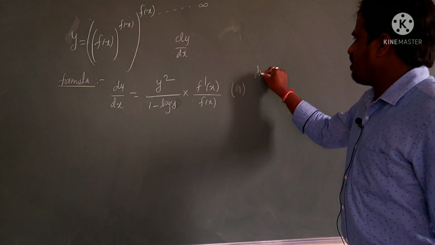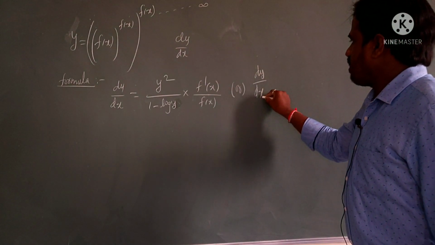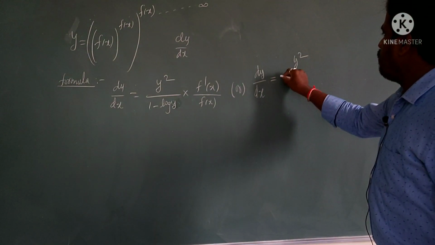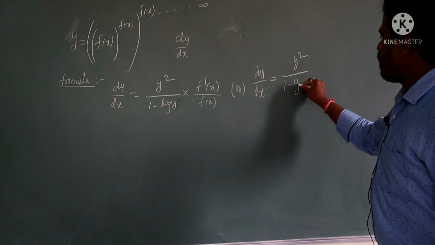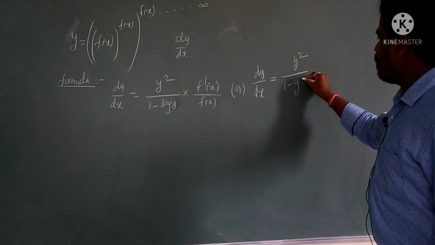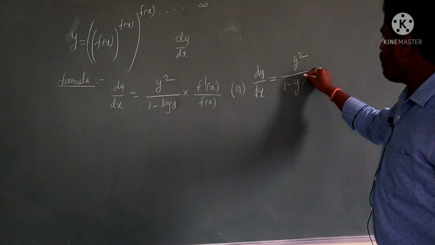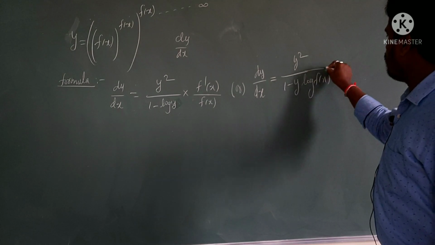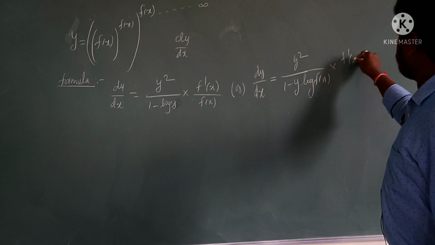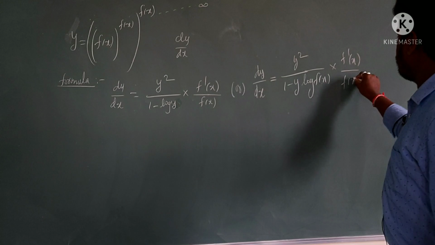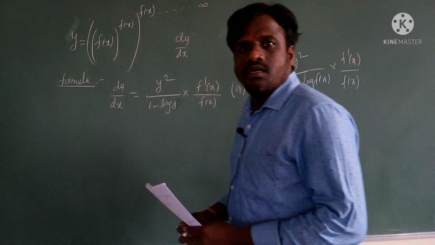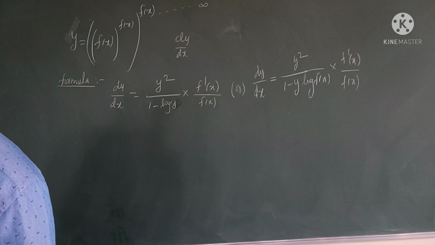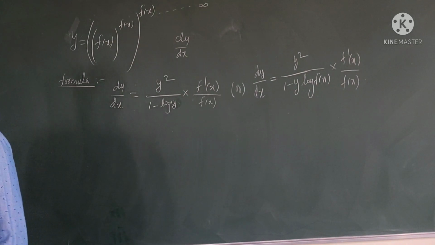It will be dy by dx is equal to y square upon 1 minus y log f of x, into f dash of x upon f of x. This is the formula. So these are the two formulas. Any option will be correct.